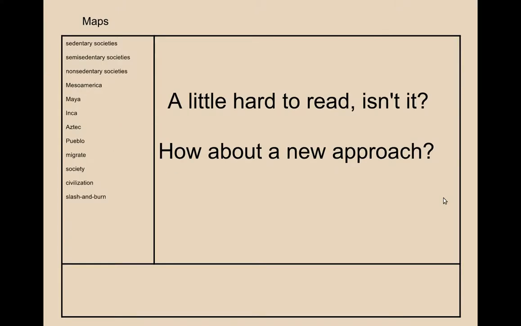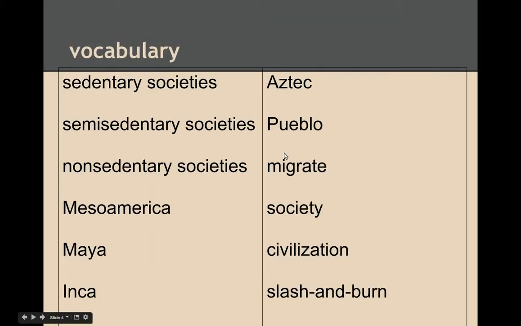Here's the vocabulary, but I've discovered that this format is perhaps not the easiest to read, especially if you're on a projector. So this is the Cornell note approach, but those are the words, and it's a lot easier to read. Sedentary societies, semi-sedentary societies, non-sedentary societies, Mesoamerica, the Maya, the Inca, the Aztec, the Pueblo, migrate, society, civilization, and slash and burn. Very exciting. Sounds fun. Slash and burn.